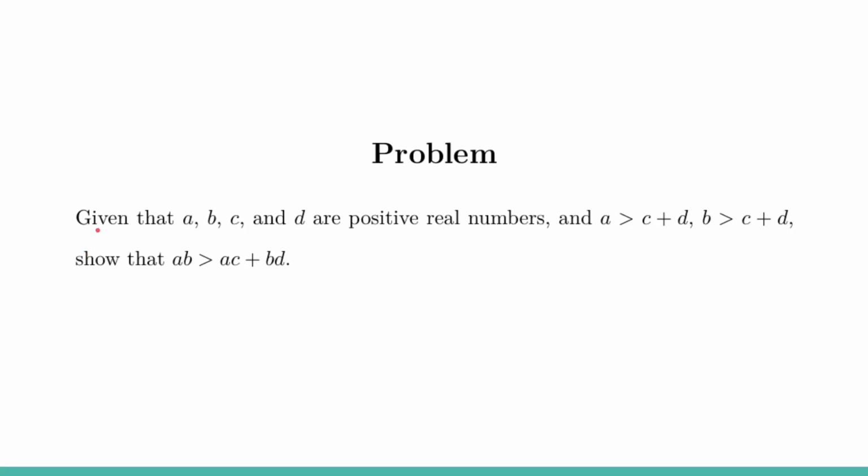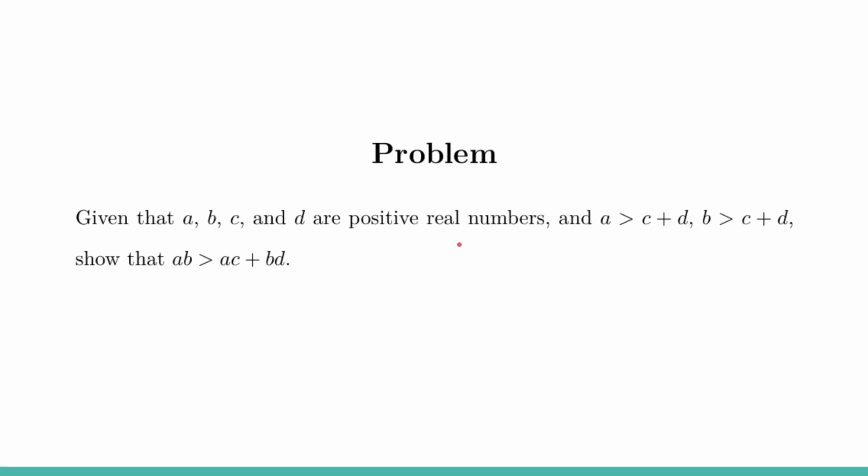So the question says, given that A, B, C, and D are positive real numbers, and A and B are both larger than C plus D, we want to show that AB is greater than AC plus BD.